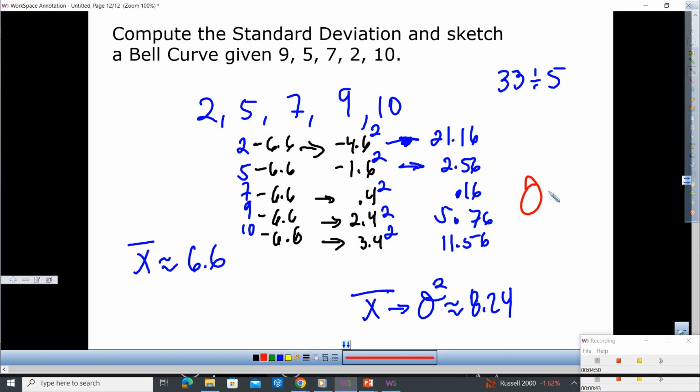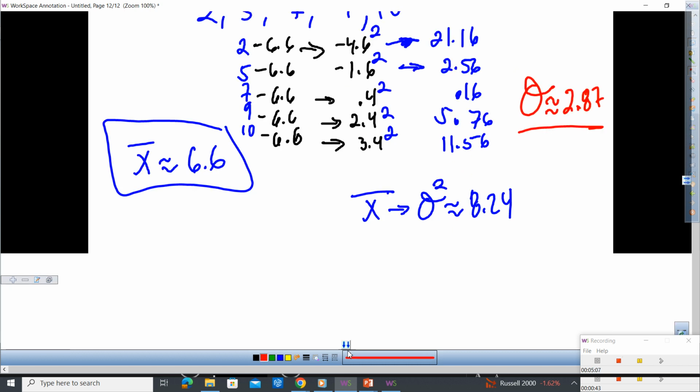All right. And of course, that's not what we need. We need what? Standard deviation. What is the square root of that, Angel? 2.87. All right. So now that we have our what? Our mean, and we have our standard deviation. Can we make a bell curve with that? Yes, Mr. Q. All right.